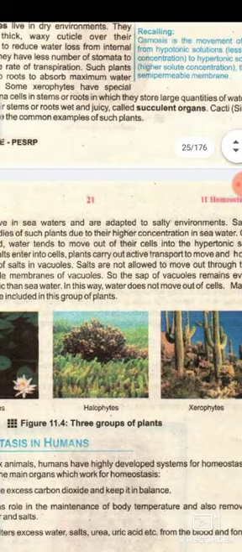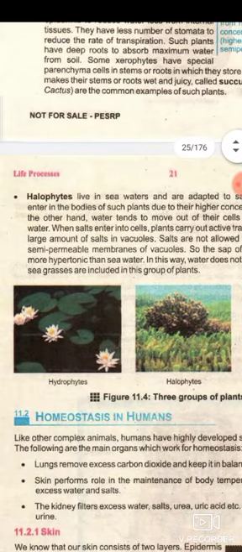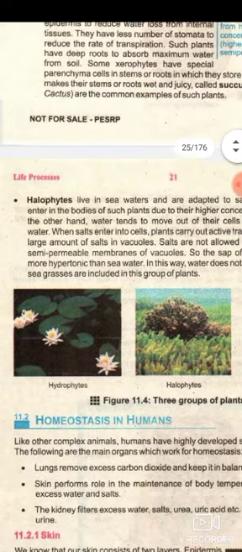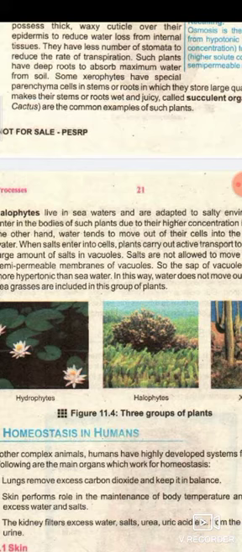In this way, water does not move out of the cell, and many seagrasses are included in this group of plants. Hopefully you get that, and if anything is not clear you can ask me.